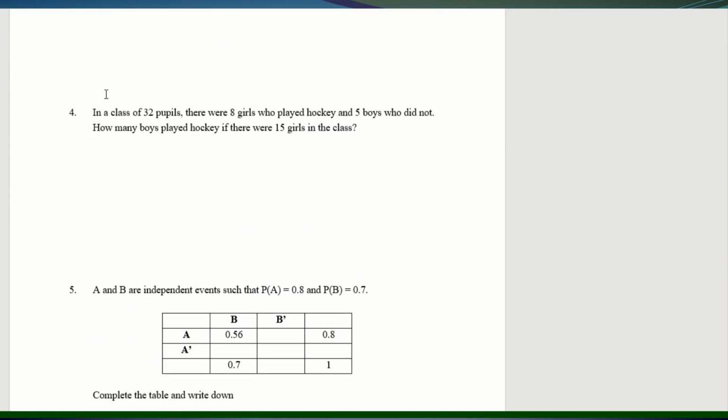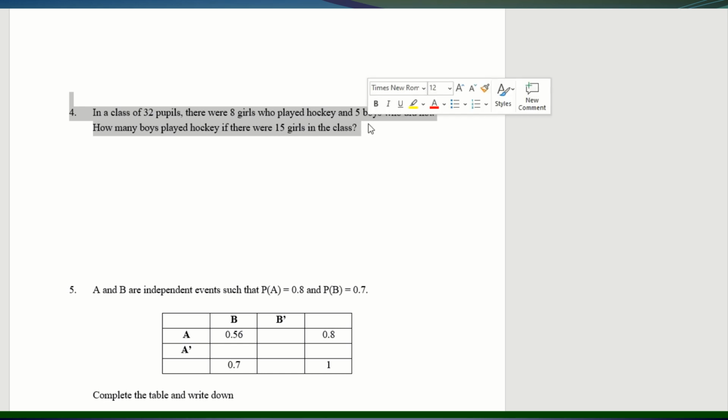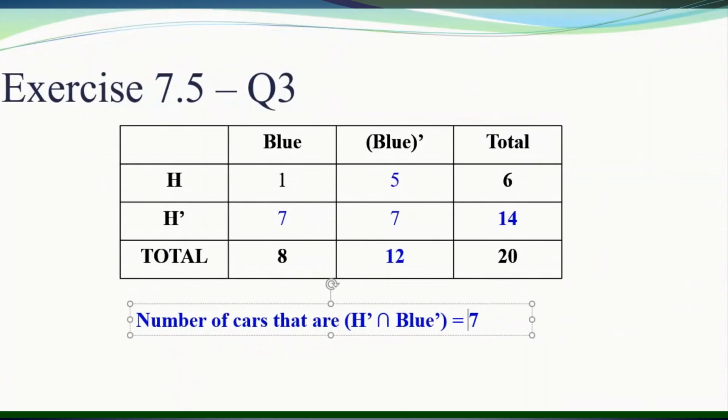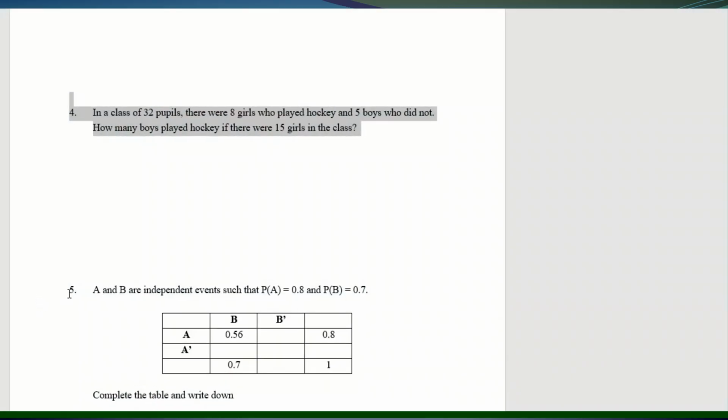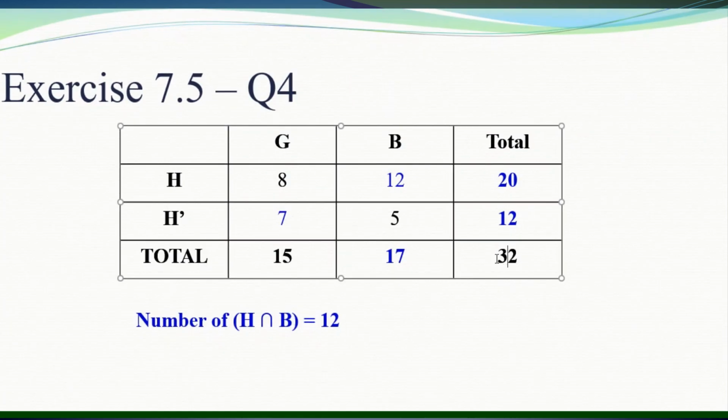Same thing. In a class of 32 people, there were 8 girls who played hockey, 5 boys did not. How many played hockey? If there were 15 girls in the class. So if you take a look at this, girl, you can even put not girl. Not girl is boy, isn't it? Okay, so either you put G and B or G prime, doesn't matter. Play hockey, don't play hockey. So read the question accordingly and just fill it up. It shouldn't be a problem. I'll go through this one last question with you, then I'll let you do it on your own. 32 people all together, that means my total must be 32.